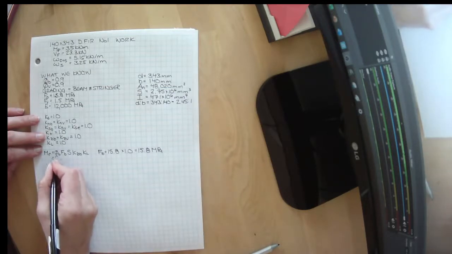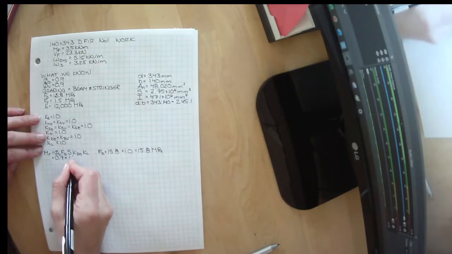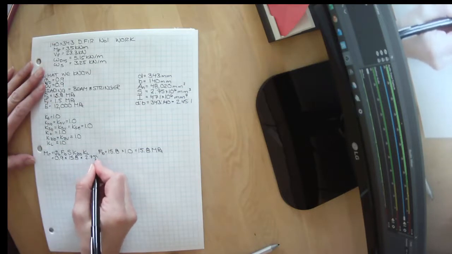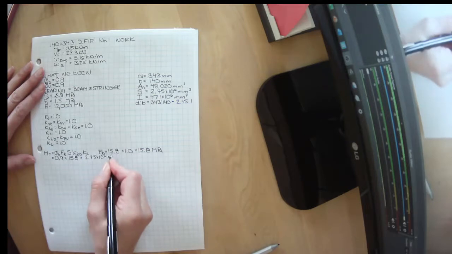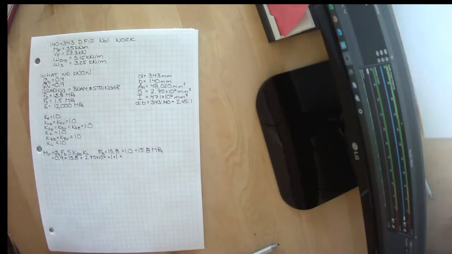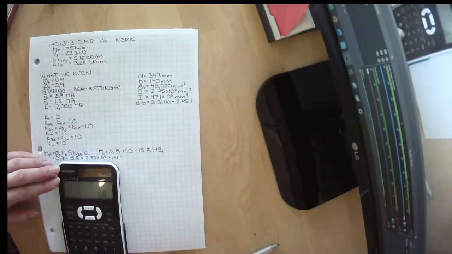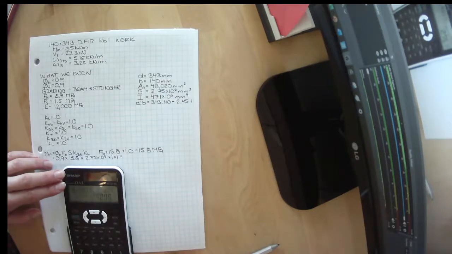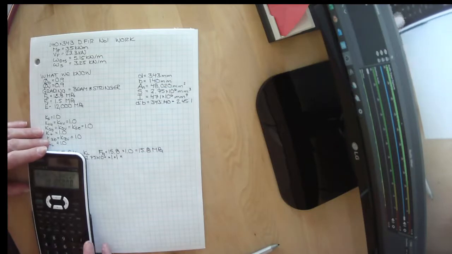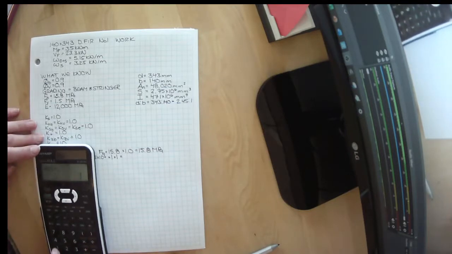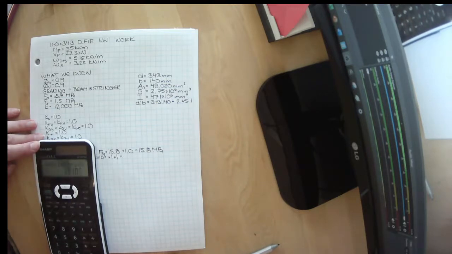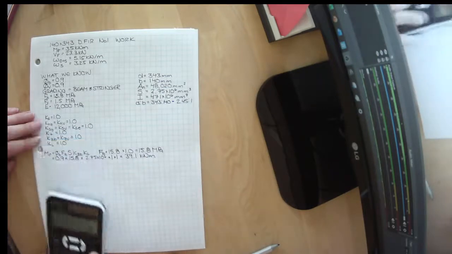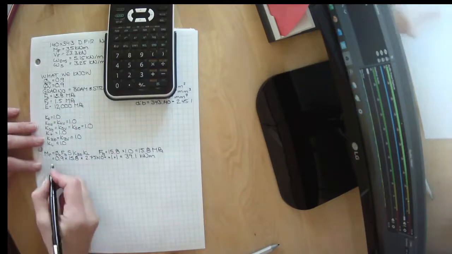So we can figure out our moment. It's 0.9 times 15.8 MPa times our section modulus of 2.75 times 10 to the 6 times 1 times 1. So 0.9 times 15.8 times 2.75 times 10 to the 6, and we get a really large number in Newton millimeters. I'm going to divide by 1,000 and divide by 1,000, and I get 39.1 kilonewton meters. So I have a moment resistance now.